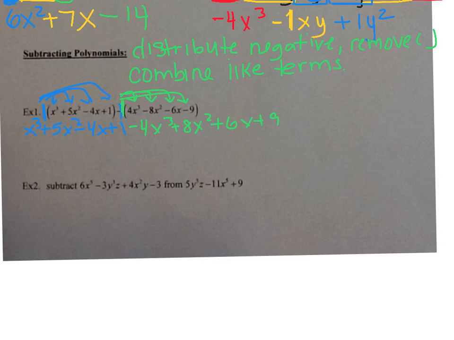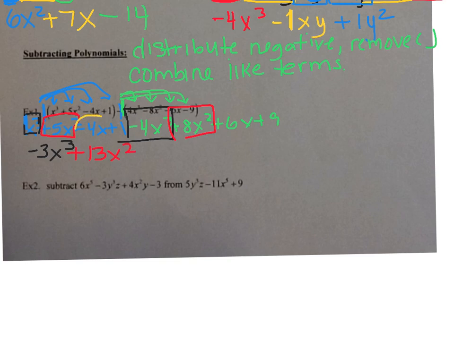So I have a positive x to the third here, and a negative 4x to the third. Remember, there's really a 1 in front of the x to the third over here. So that's 1 minus 4 is negative 3, so that would be negative 3x to the third. I have here positive 5x squared and positive 8x squared. So that would be 13x squared, right? 5 plus 8 is 13, so that's plus 13x squared.